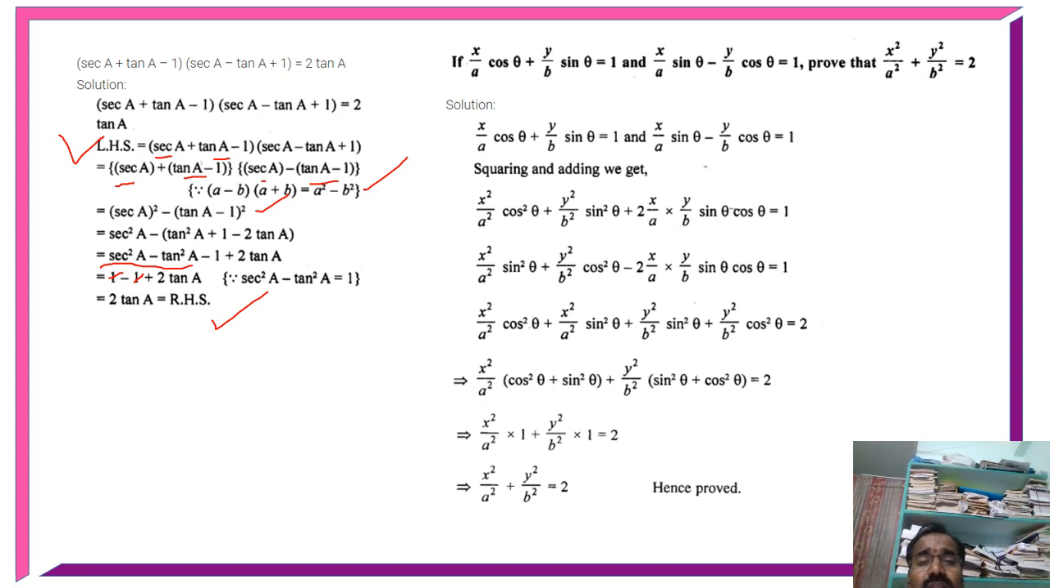Again here also the same concept. x by A cos theta plus y by B sin theta is equal to 1, x by A sin theta minus y by B cos theta is equal to 1. Prove that x square by A square plus y square by B square is equal to 2. So let us take this one, and by squaring and adding, by taking LHS, we have x square. After that we have the result, apply identity, expand it, we got the final answer x square by A square plus y square by B square equal to 2. So apply identity and simplify. Let us go with the next slide, students.